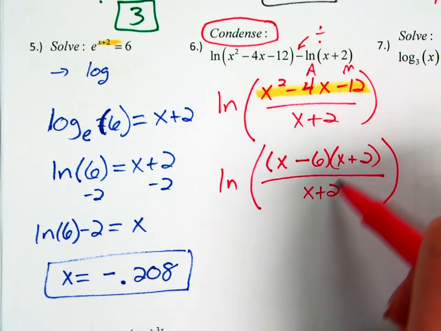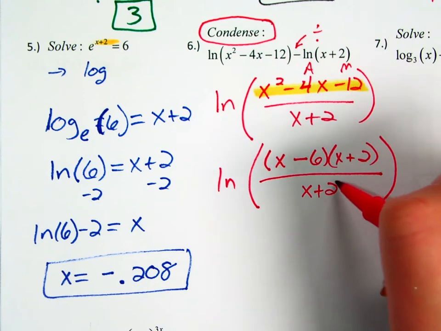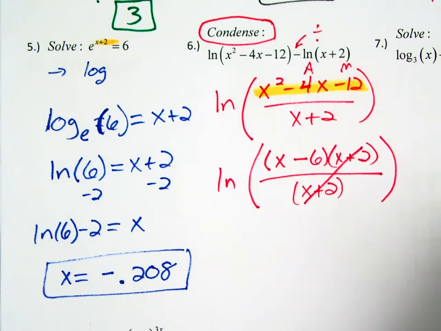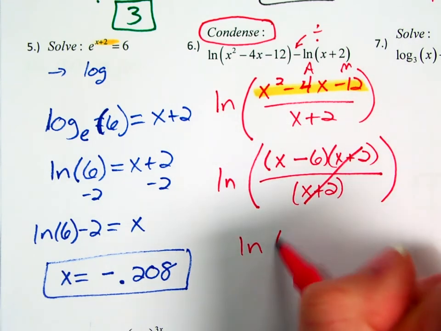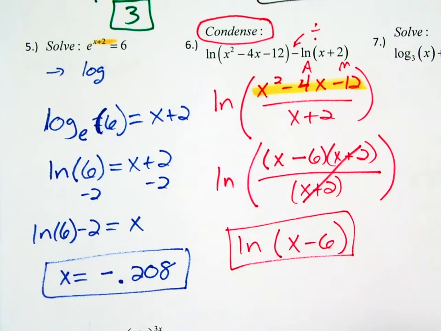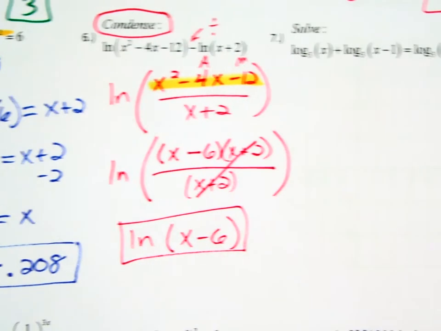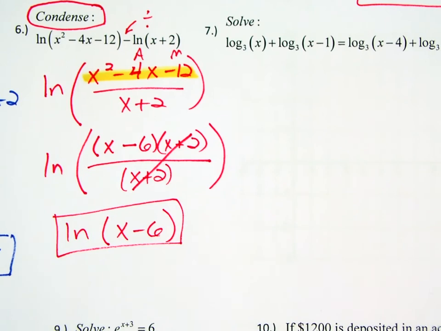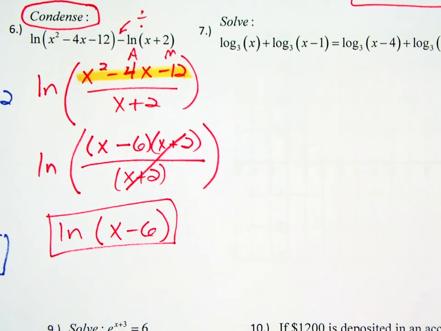And now, because we have the same factor on the top and on the bottom, these will cancel out, leaving me with simply ln of x minus 6. So make sure whenever you're doing these condensing problems that once you put them together, you try to simplify it even further.